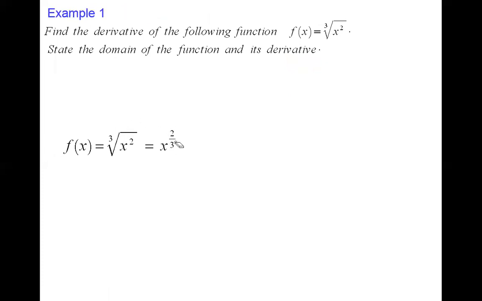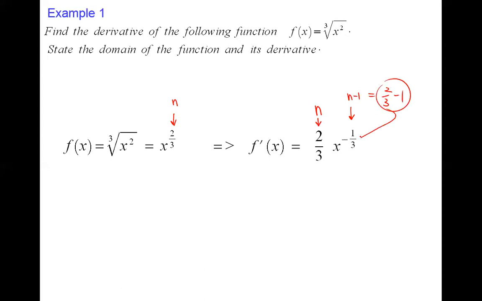The denominator in the exponent is telling me what root we have to take, which is the cube root. Okay, and now I can follow my rule. The exponent will become a coefficient, and from the original exponent we have to subtract 1 to get the derivative. That means this is n, and this number is n minus 1, which is 2/3 minus 1. So we get 2/3 times x to the power of -1/3.